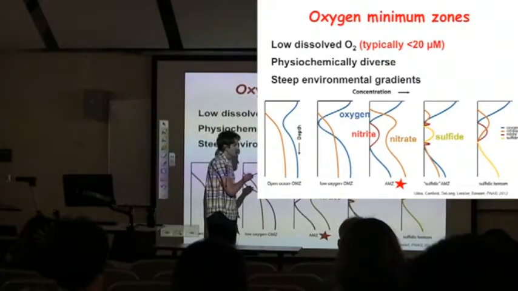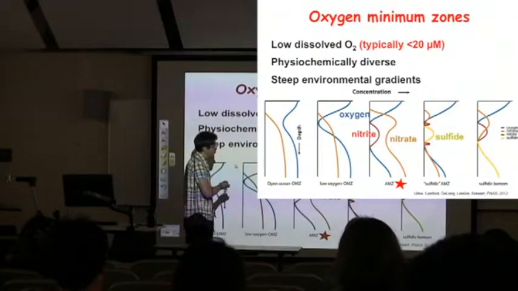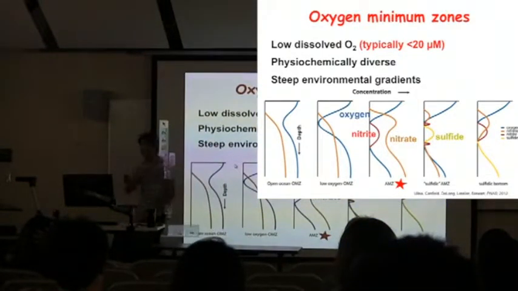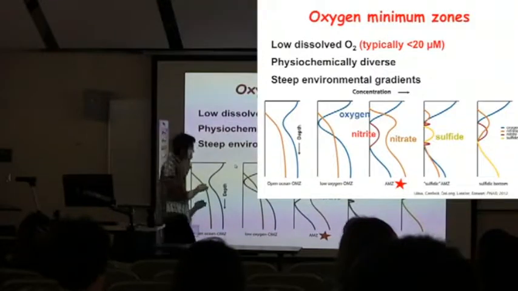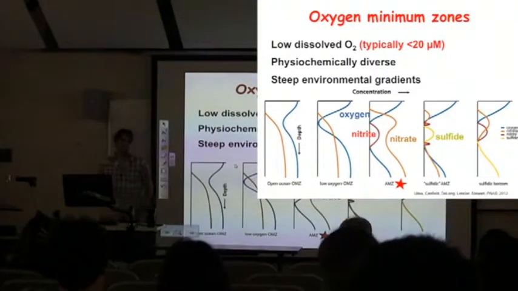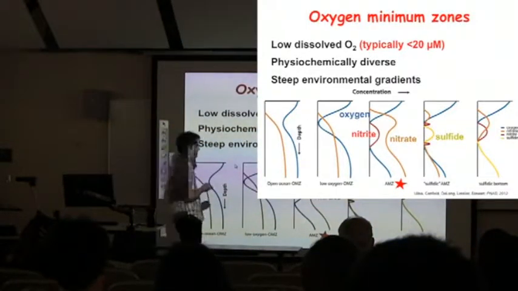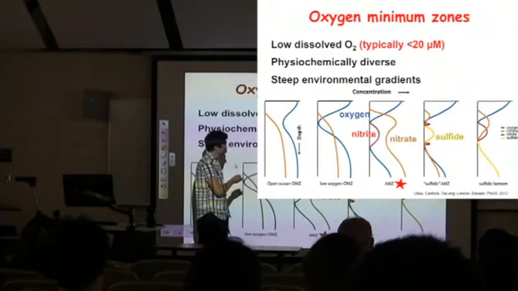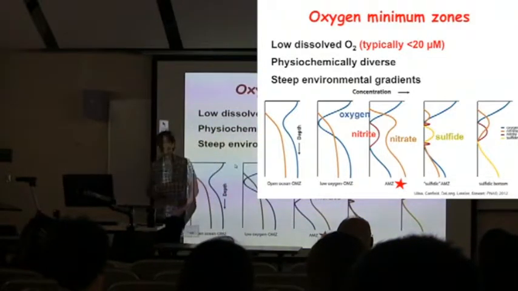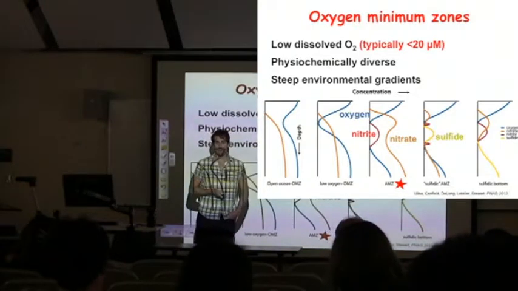Oxygen again at the surface, 200, 250 micromolar. It decreases steeply, and it decreases a lot. So at the core of these OMZs, oxygen is anywhere from 15 to 50 nanomolar. Effectively anoxic. Three orders of magnitude depletion in oxygen concentrations. This is a big shift, a big environmental gradient.